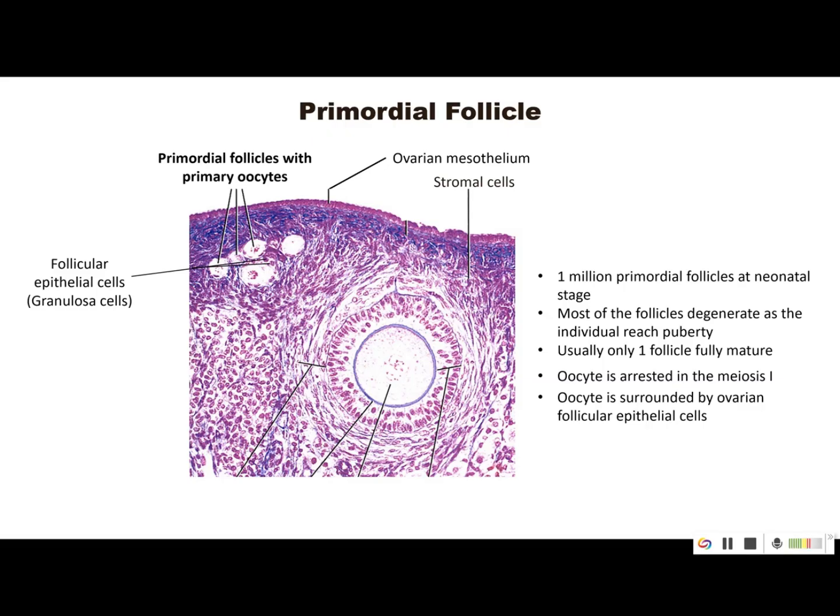In primordial follicles, the oocyte is arrested in the late stage of meiosis I. At this stage, the oocyte is surrounded by a single layer of flattened ovarian follicular epithelial cells. These cells continue to hypertrophy and proliferate to form many layers surrounding the oocyte. Eventually, these cells will become the granulosa cells, which are the major source of progesterone after ovulation. The primordial follicles are small and usually found close to the outer edge of the cortex.